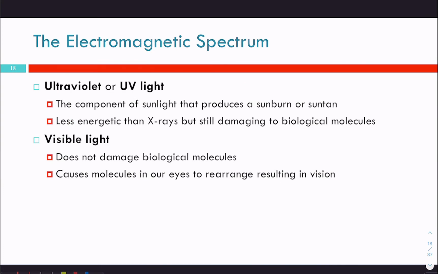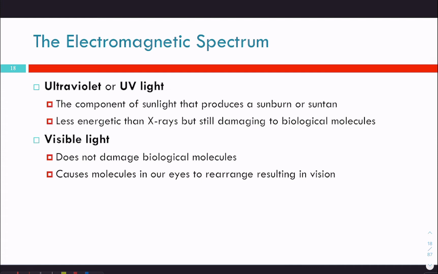Ultraviolet light or UV light is the component of sunlight that produces sunburn or suntan, if you get just the right amount. They're less energetic than X-rays, but still damaging to biological molecules, but they don't pass through you to do damage inside of your body, just on the surface. And they're pretty easily blocked.